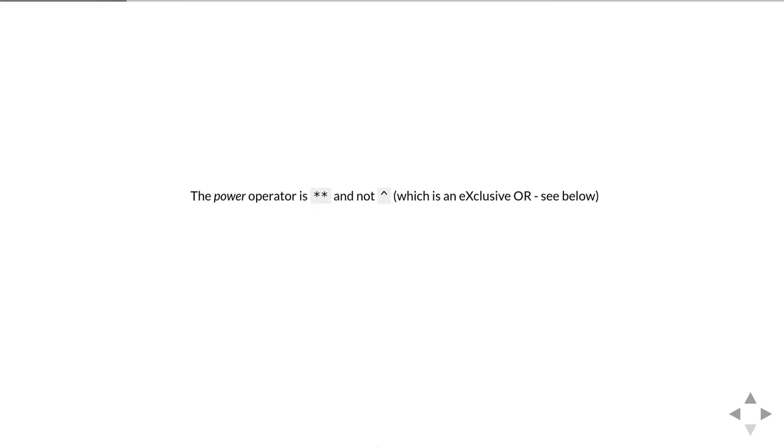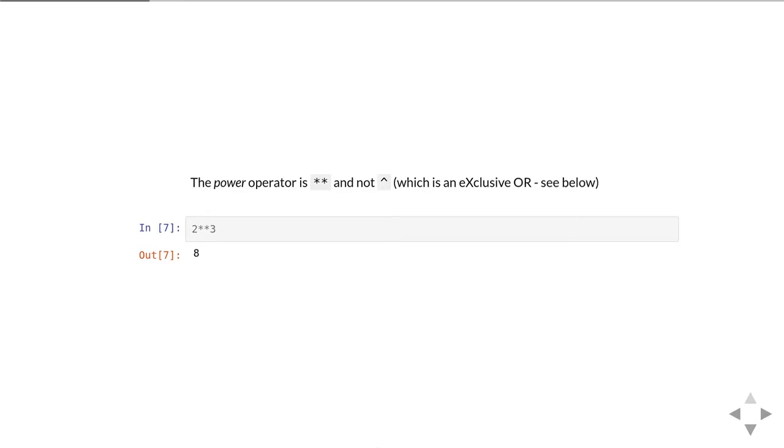The power operator is double asterisk, and is not the circumflex, which you may have come across if you've programmed in other computer programming languages. The circumflex is in fact an exclusive OR operator. So to do 2 cubed, you just do 2 ** 3, and that gives you 8, as you'd expect it to be.